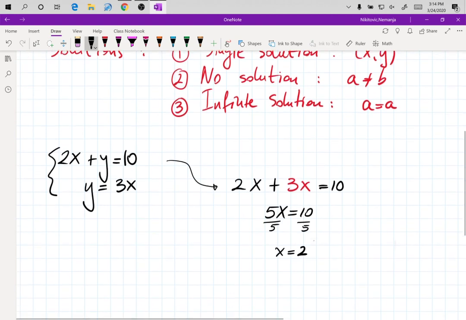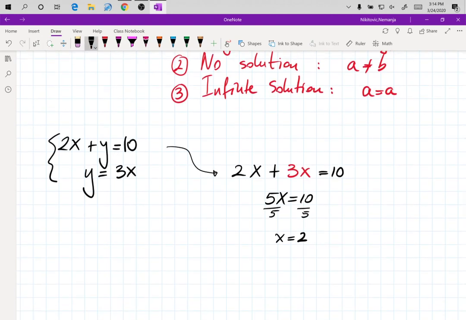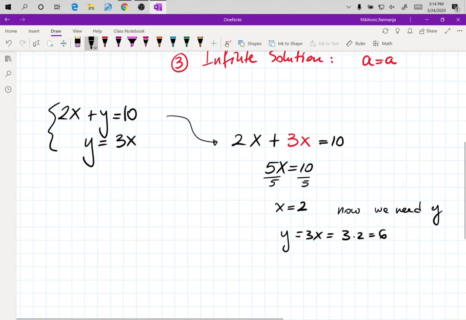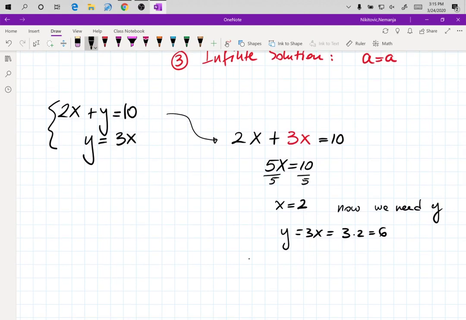Once we have x, now we need y. Well, we know that y equals 3x, which means 3 times 2, which is 6. And finally, we have (2, 6) as our solution. So the solution is a unique solution, one solution, one point.